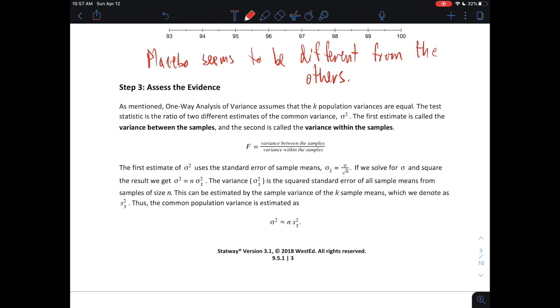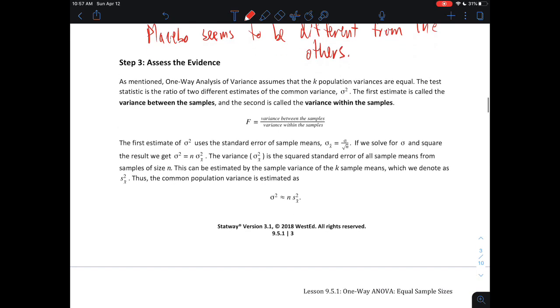As mentioned, one-way analysis of variance assumes that the k population variances are equal. The test statistic is the ratio of two different estimates of the common variance, which is sigma squared. The first estimate is called the variance between the samples, and the second is called the variance within the samples. So this ratio is given the symbol capital F as our test statistic, and that's equal to the ratio or fraction of those two variances. So we're about to walk through a whole bunch of formulas to see how this works, but at the end of this, we will get a calculator function that makes this much easier.